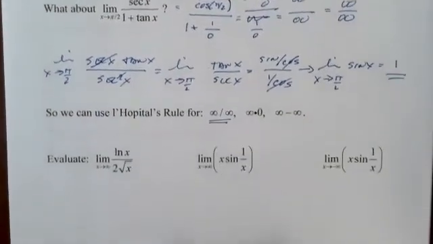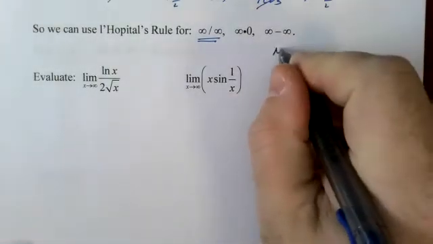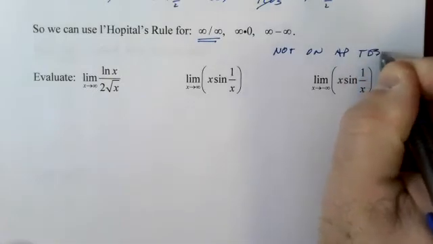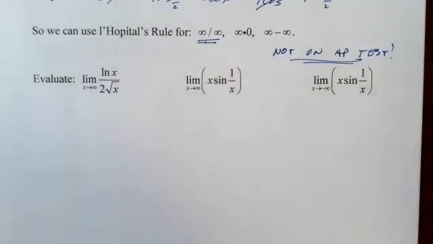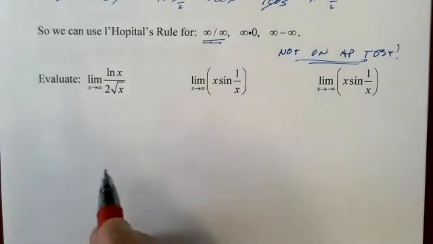So, L'Hopital's rule also works for these infinity over infinity, infinity times 0, infinity minus infinity. I want to be very clear. These are not on the AP test. Maybe. I don't think I've seen it, but I don't want to say something I'm not 100% sure of. But you will see them on my test, so not a bad idea.